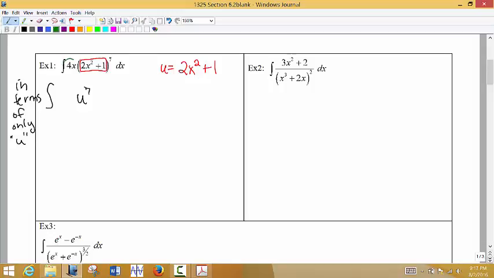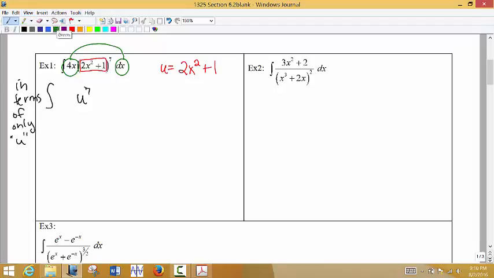Now, the rest of the problem is trying to figure out what do we do with the extra stuff that's floating around. What do I do with this 4x and this dx that are being multiplied in? Remember, the dx tells me I'm integrating with respect to x, but I still need to figure out what to do with that. How do I repackage that so that I don't have any x's in my integrand?